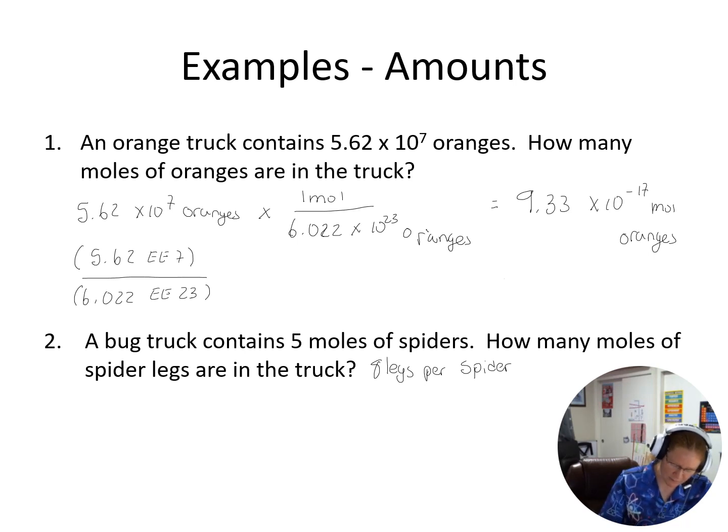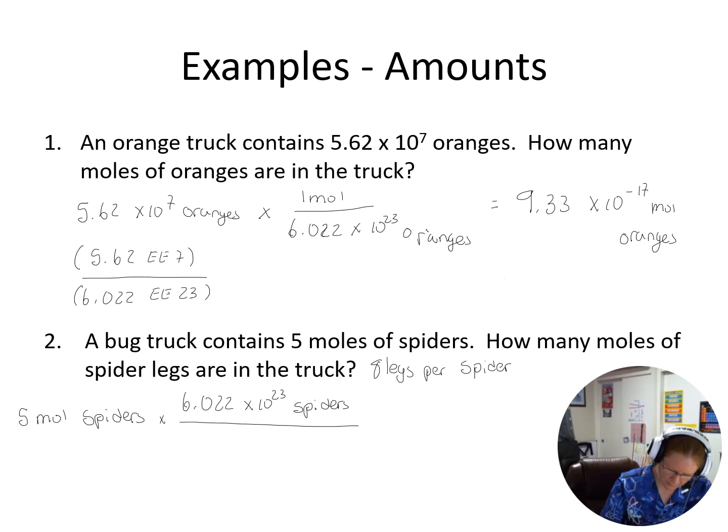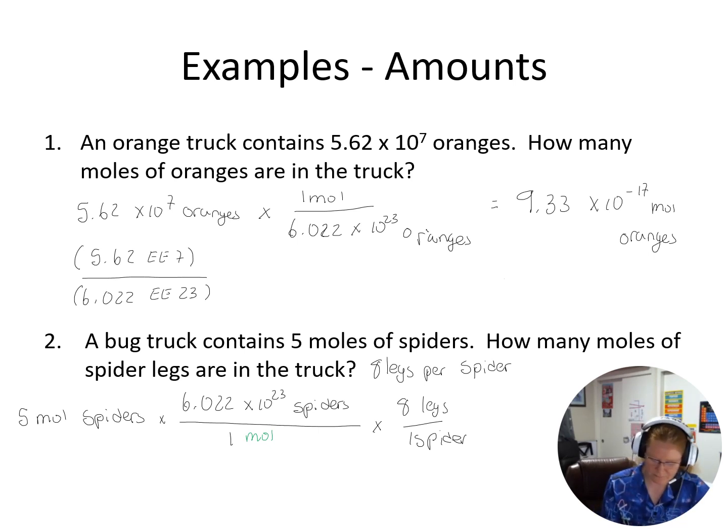All right, so I have 5 moles of spiders times 6.022 times 10 to the 23rd spiders in every 1 mole. Okay. And then I need to know how many spider legs there are. I have 8 legs in 1 spider. Okay. And so that'll tell me my total number of legs.